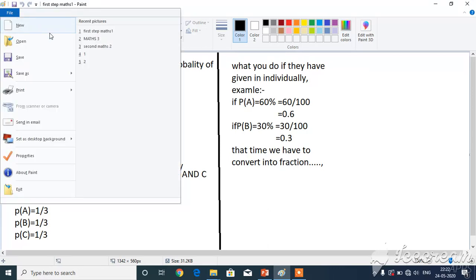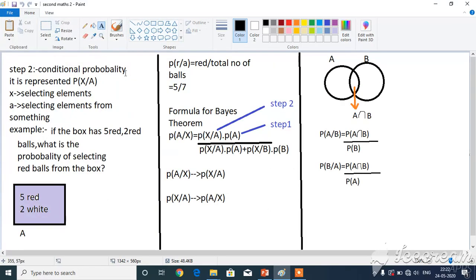Next we have to know what is the conditional probability. Step 2 is conditional probability. Conditional probability is represented by P of X over A. X is the selected element and A is what it is selected from, which has already occurred and already happened. For example, if the box, here the box named A, contains 5 red and 2 white balls, what is the probability of selecting a red ball from the box? It means P of R from the box A.